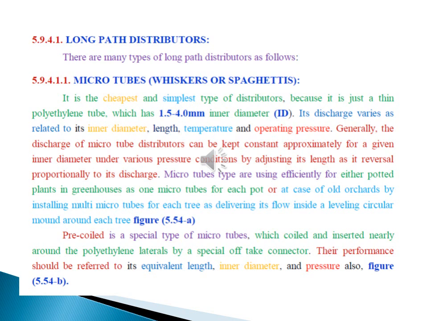Generally, the discharge of microtube distributors can be kept approximately constant for a given inner diameter under various pressure conditions by adjusting its length, as it differs proportionally to its discharge. Three coils is a special type of microtube which is coiled and inserted neatly around the polyethylene lateral by a special off-take connector.